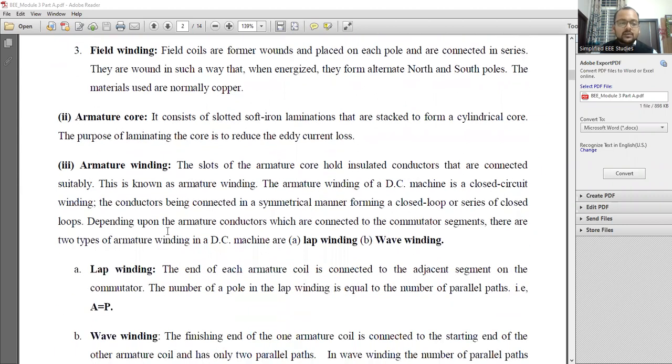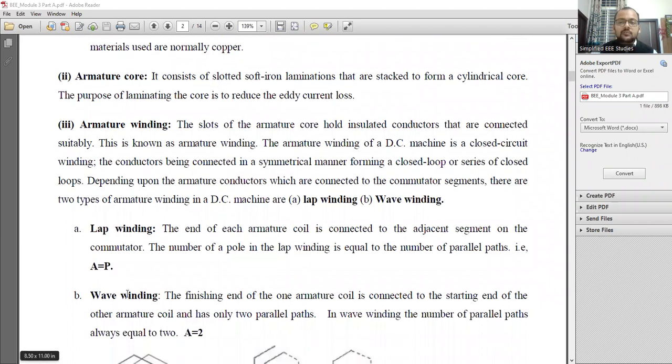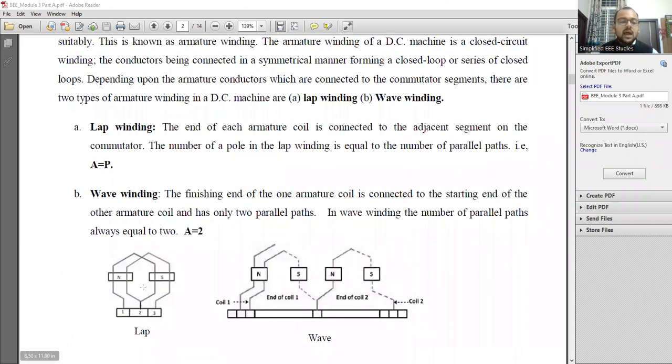Then armature winding. If I talk about armature winding, you have to explain lap winding and wave winding. See, this is your lap winding, and on the right side you can see the wave winding. Take care that in lap winding, the number of armature conductors per parallel path will always be equal to the number of poles used, whereas the number of armature conductors per parallel path A will always be equal to 2 in case of wave winding. This point you are supposed to note down.